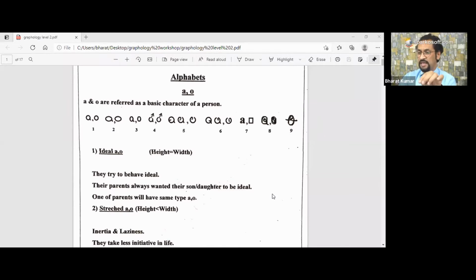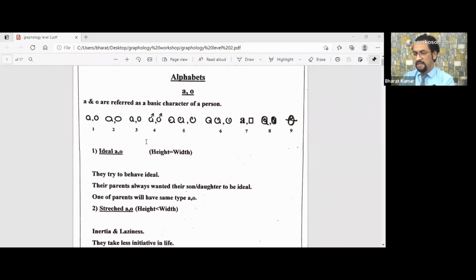So what I am saying here is, if you have counted a total of 50 A's on a page and 90% are the same, then you will say this is the character. If you have more than one type of A, then you will get a mixed character. Having an ideal A, they try to behave ideally. Actually, they have very high moral values, or they are nurtured. Okay, I will try to speak in Hindi also. अगर वो simple A है जिसकी height width same है, meaning A is made up of like a one.